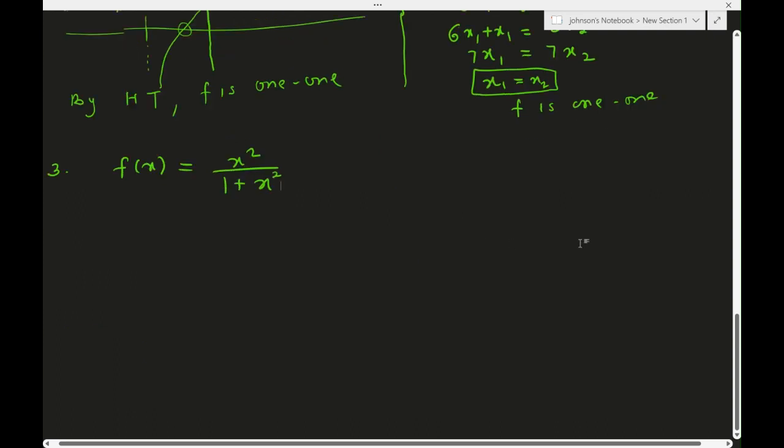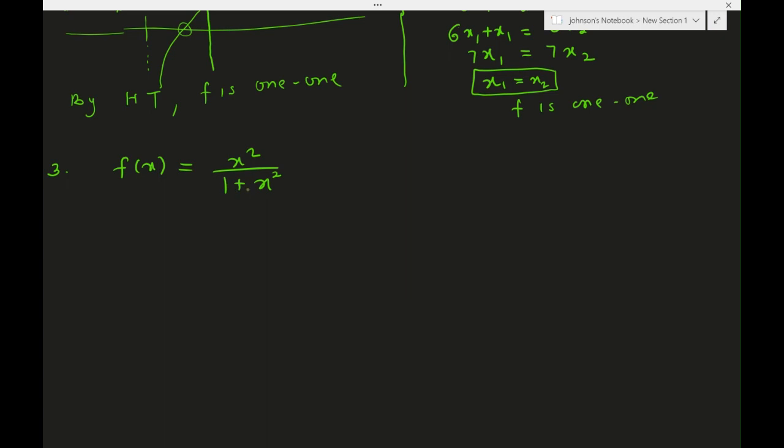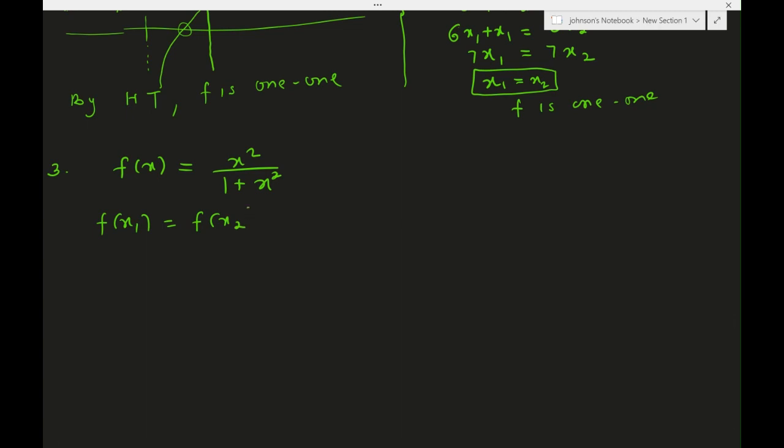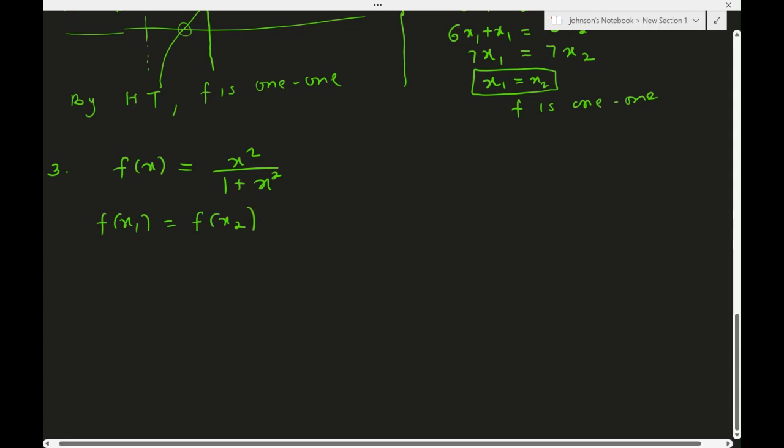For question number 3, f of x equals x squared over 1 plus x squared. Please, this is x squared, not x cubed. Here we will go directly to the algebraic method, and you can try the graphical method as well. With the algebraic method, we assume that f of x1 is equal to f of x2.